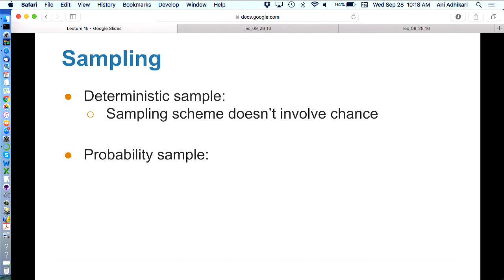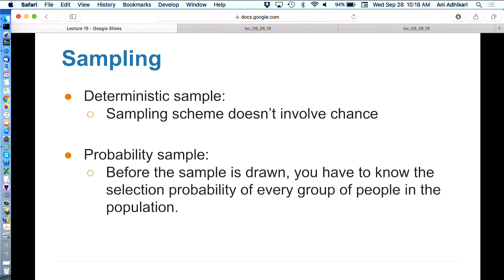And here is what a probability sample is. To have a probability sample, you have to know what your population is that you're sampling from. And then you have to know ahead of time, for each group in the population, what is the chance that they're going to enter the sample. There it is on the slide. Before the sample is drawn, you have to be able to use the rules of probability to calculate the chance with which each subset is in the sample.